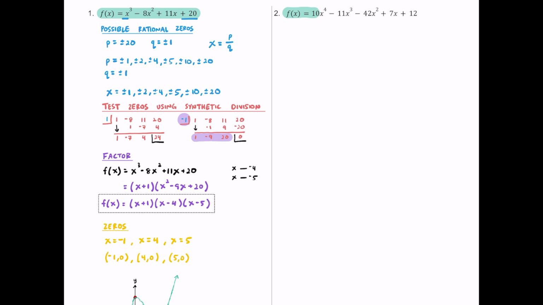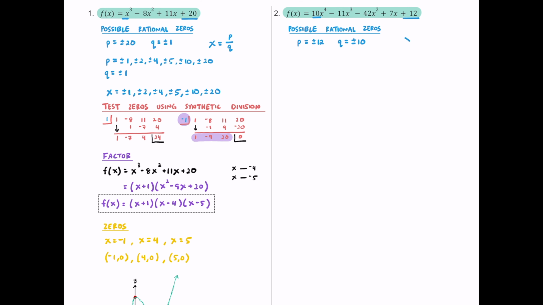For number 2, we have this polynomial function f of x is equal to 10x to the 4th minus 11x cubed minus 42x squared plus 7x plus 12. Let's start with our possible rational zeros. If you want to pause and try this on your own, feel free to do so as well here. It looks like that p is going to be this positive 12, so we're going to have all the factors of plus or minus 12. And then we also have to figure out what q is. Now q looks like it's not as nice as the last problem. q is going to equal 10, so we're going to have plus or minus 10, all the factors of that.